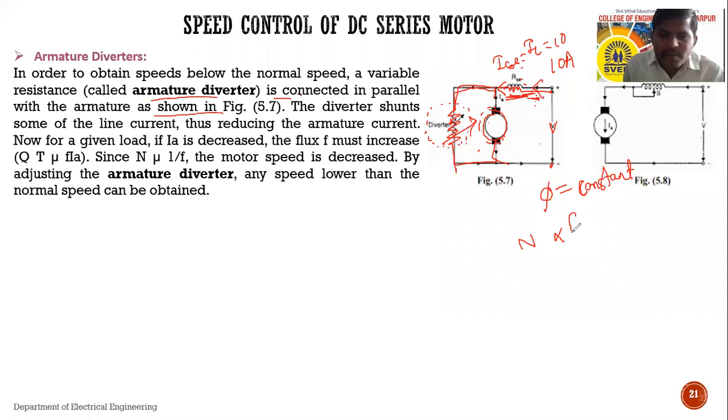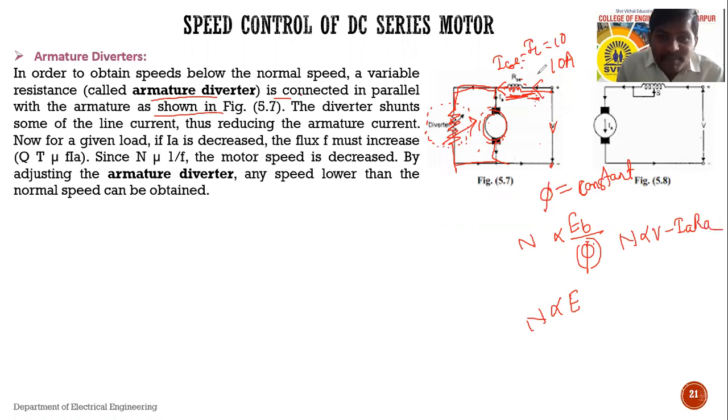Yes, sir. Okay, now see the equation, En is directly proportional to Eb divided by phi. If phi is constant, that means En is directly proportional to Eb. Again, what is Eb? Eb is nothing but V minus Ia Ra. It is nothing but Eb.